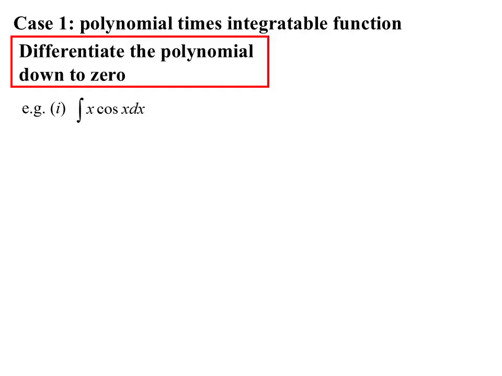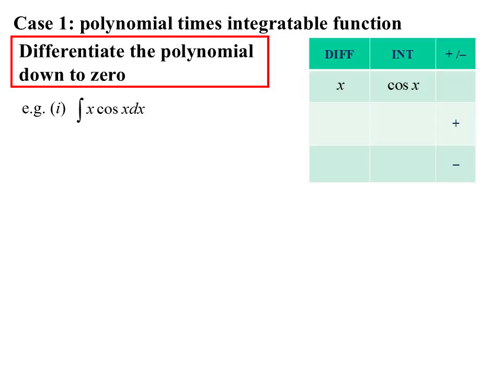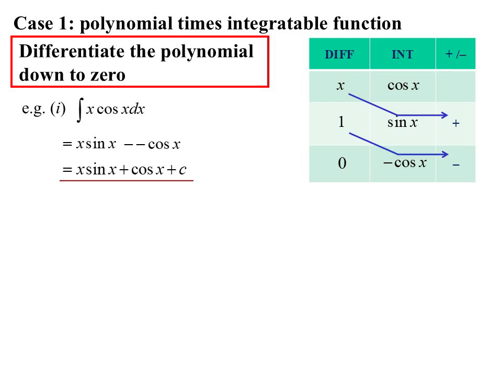Different cases. If you have a polynomial times an integratable function, then you differentiate the polynomial down until you get 0. I've got x cos x. Differentiate down until I get 0, and then I'll just integrate in the other column. So cos will go to sine, sine goes to minus cos. I have my answer: plus x sine x plus cos x. That's the answer, x sine x plus cos x.